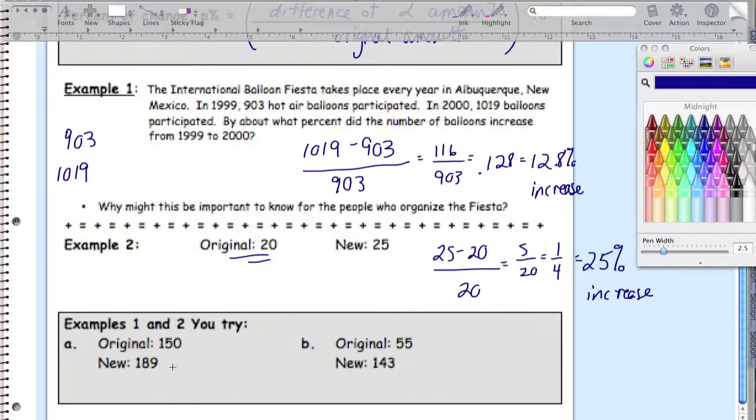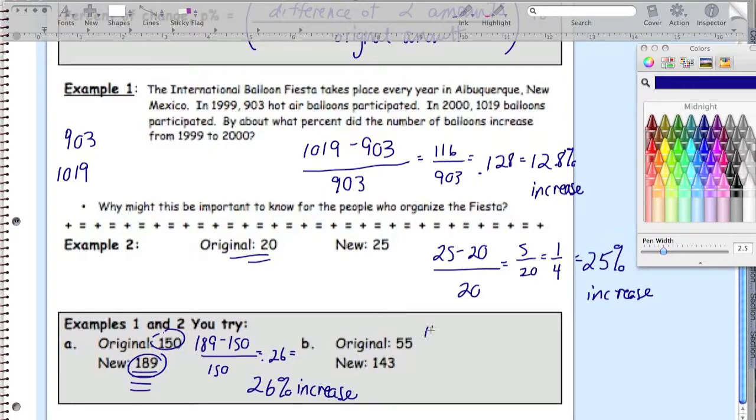If we try these two down here, original and new, first I just subtract them and divide by the original. When I do that, my decimal is 0.26, so I turn it into a percentage. 26% increase. I know it's an increase because originally it was 150 and it ended at 189, which is higher. So it went up.